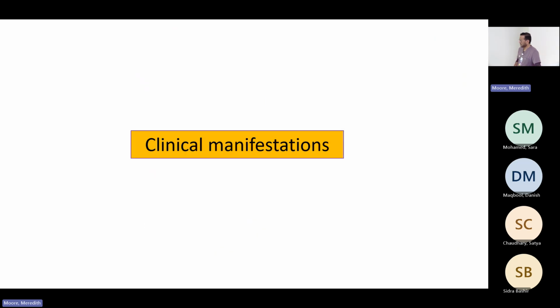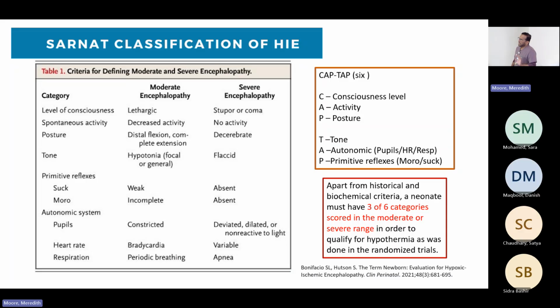So now clinical manifestation. This is the real part which we clinicians see because, like I said, pathophysiology is just to cover the topic. One has to know the SUNAT and CERNAT classification of HIE, and I have a small mnemonic on the right side of the screen, CAP-TAP. So if you remember it.